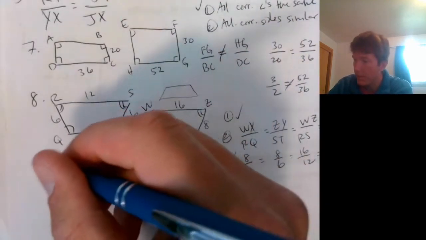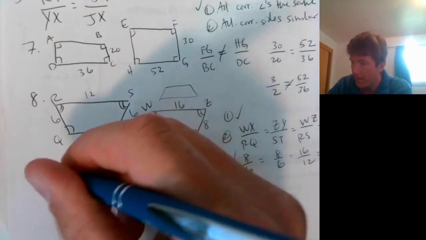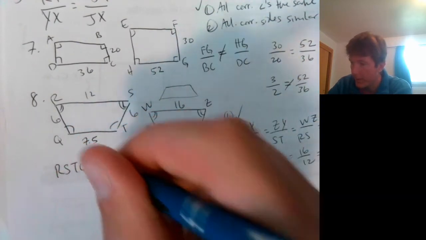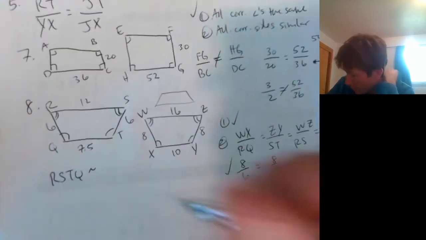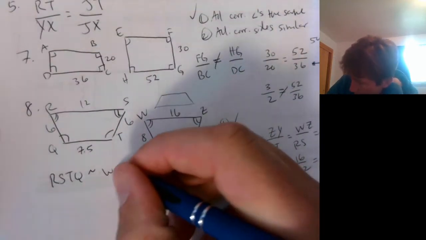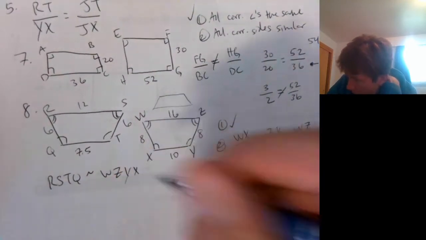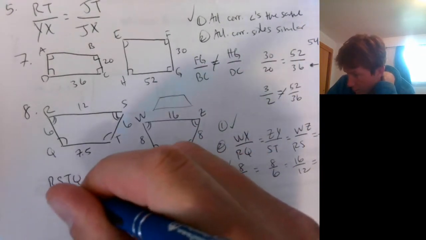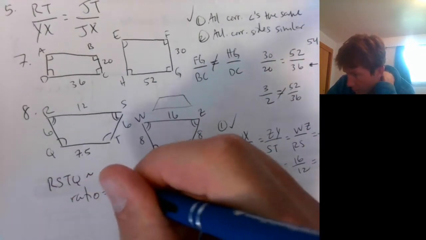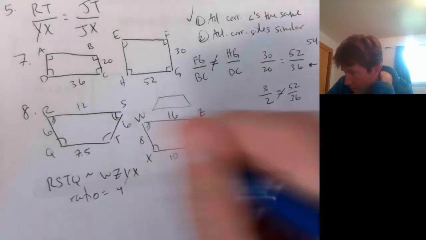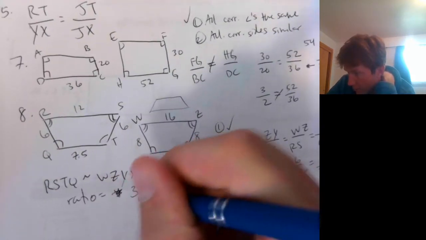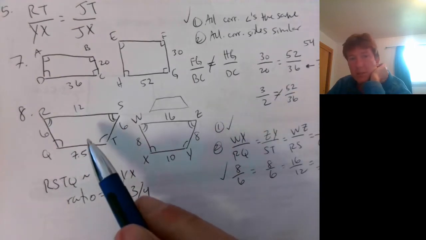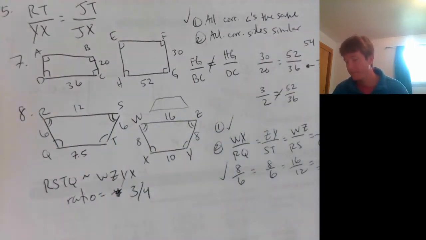Therefore, I can make a statement here that RSTQ is similar to WZYX, and the ratio here is going to be 4. Well, if we're reading left to right, it's got to be 3 over 4. Why? Because the smaller one was on the left and the larger one's on the right.